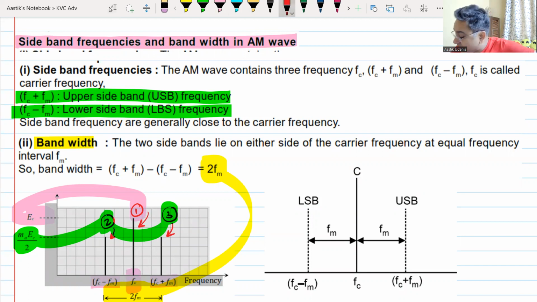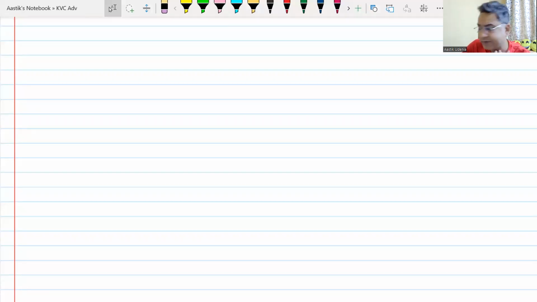The distance between these two is 2 times F_M. This 2 times F_M is known as the bandwidth. I'll give you 2 minutes to note this down. Everyone has noted this down?